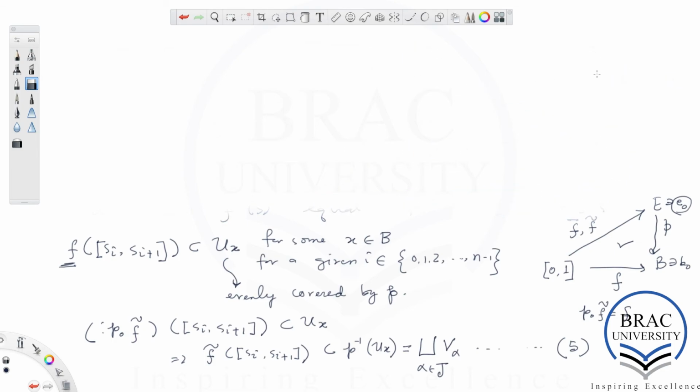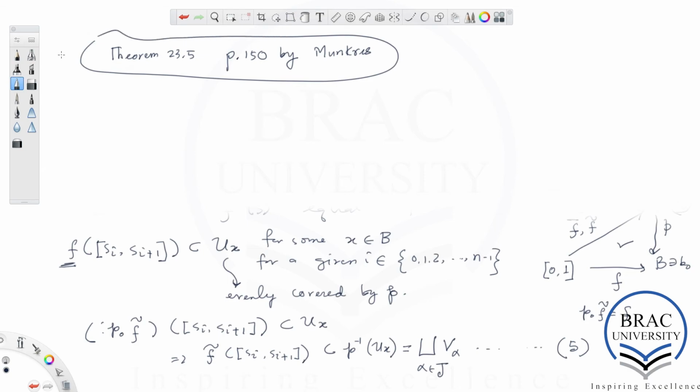Now recall from point-set topology. Let me give you the reference. You can look up page 150 of the same book by Munkres, Theorem 23.5, which tells us that the continuous image of a connected space is also connected.